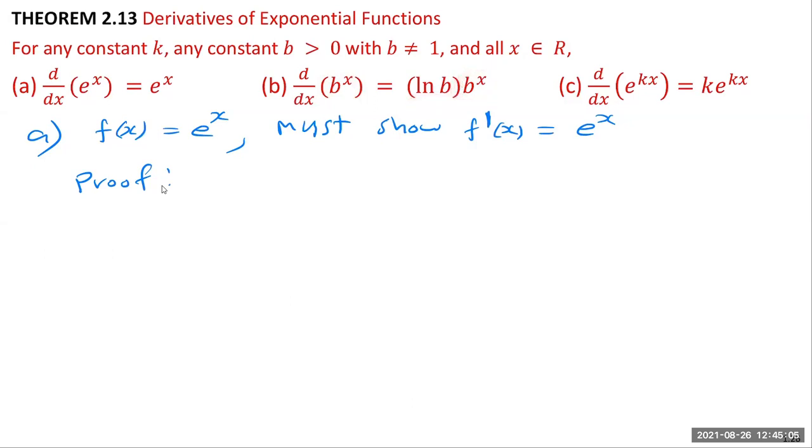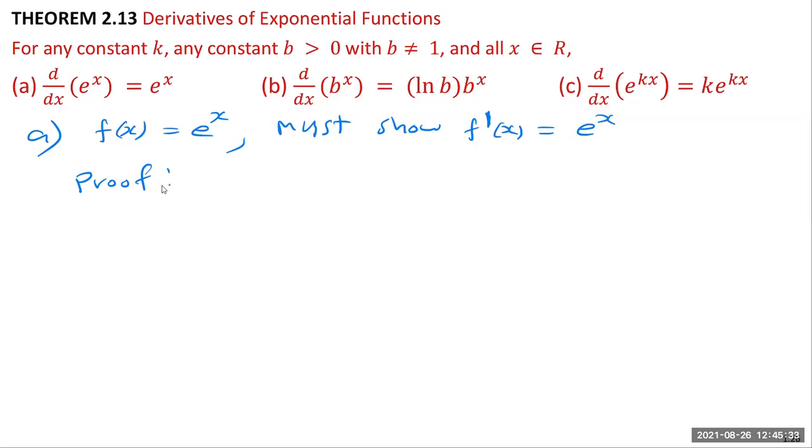In part C, the derivative of e to the power kx is k times e to the power kx. Okay, you can think of it like k is walking to the front, and then this term stays as it is, k times e to the power kx. All right, I want to prove some of these formulas. Let's prove the first two derivative formulas, and then I will leave the last one as an exercise.